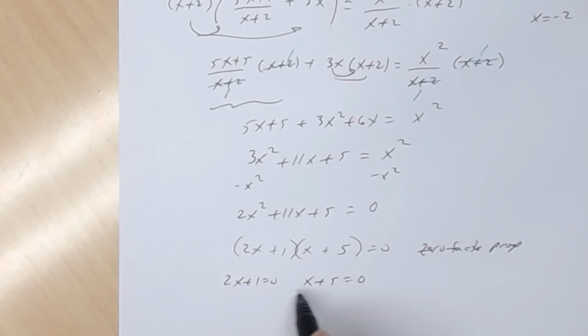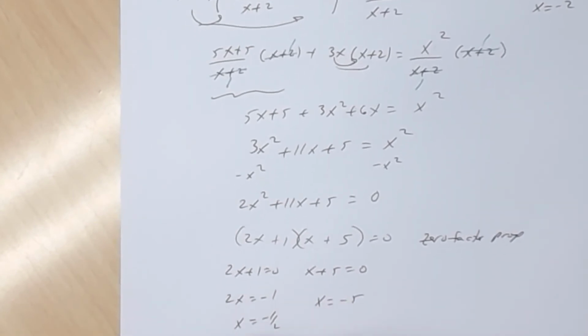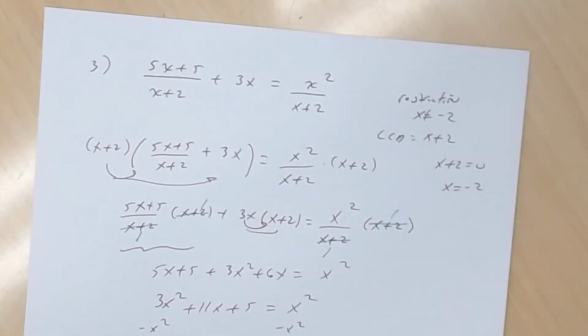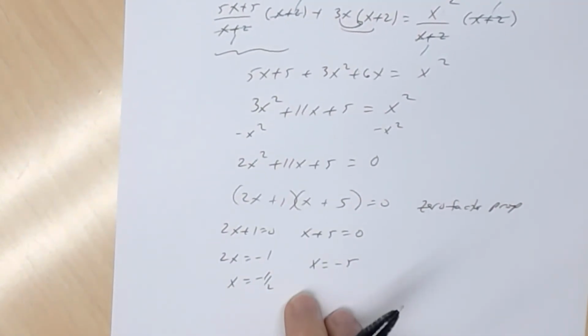And so notice I have linear equations now, 2 linear equations. So 2x equals negative 1, so x is negative 1/2. Over here, I get x equal negative 5. Are any of these your restriction? What was the restriction? Negative 2. Were any of these a restriction? Nope. None of them were restrictions.